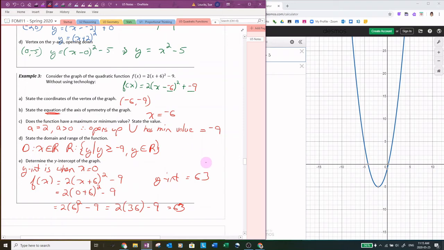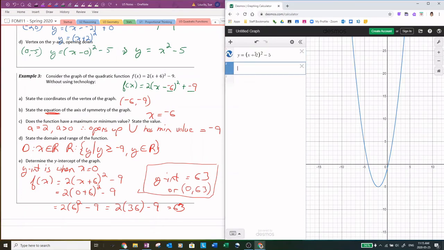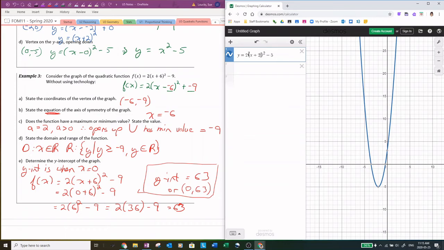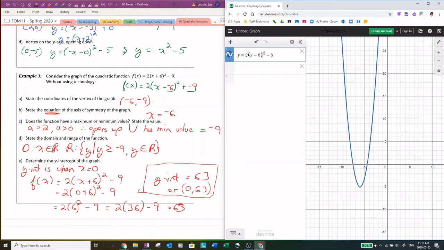Okay, you could also say that that is at (0, 63). Those are the coordinates of the y-intercept. Either one of those is okay. Now, just to check this, let's go to Desmos and graph it. Okay, so we'll just pop over to Desmos and we'll change our equation to 2 times (x plus 6) squared minus 9.